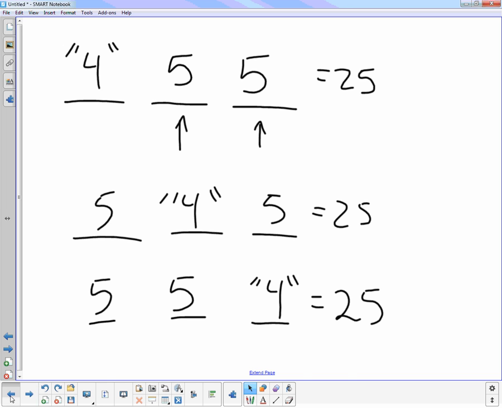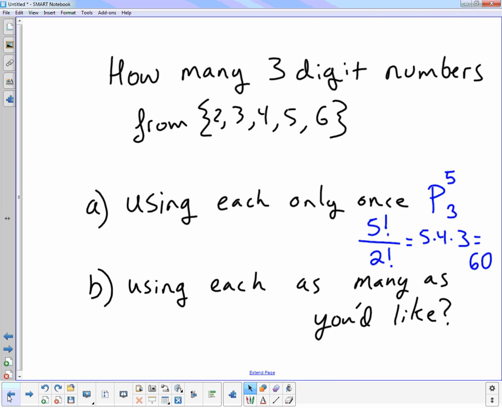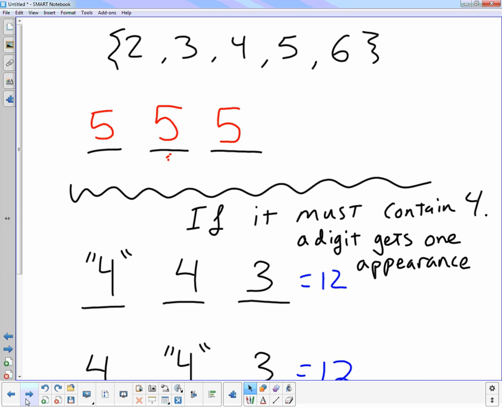So for B, using each as many as you'd like, was this. I had 5 choices for the first number, and then I can choose 5 here again because I can use any number in that spot. What would you plug in for the total? You wouldn't, in a sense, because that isn't a permutation or a combination. That's basically saying, how many paths are there in a sense. It would just be 5 cubed. There are 5 choices.